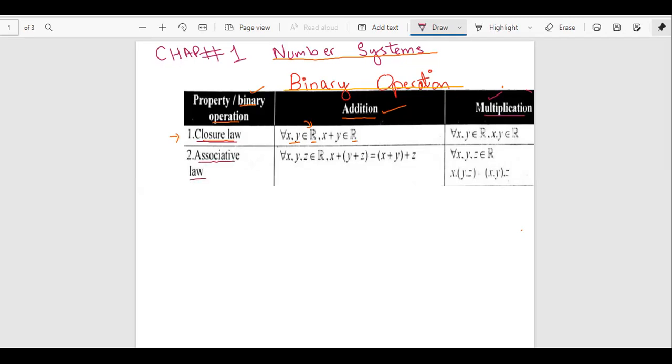Okay, now we have associative law. For associative law, in case of addition, this is what we have. If we have x, y, z, 3 numbers belonging to real numbers, this should hold: x plus (y plus z) should be equal to (x plus y) plus z. Like x plus this number should be equal to this number plus z, right? You guys must be familiar with associative law already, if I am not assuming wrong, right?